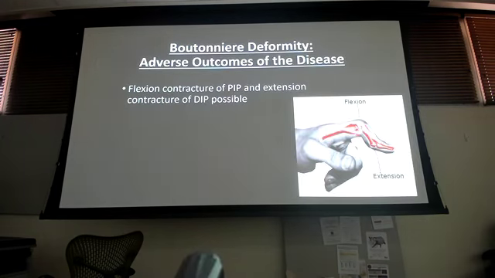Okay. All right. So, adverse outcomes of disease, right? Say somebody sustains an injury and the central slip is disrupted. You see a little bit of deformity, but it goes on to become a more significant deformity. We've already talked about this.